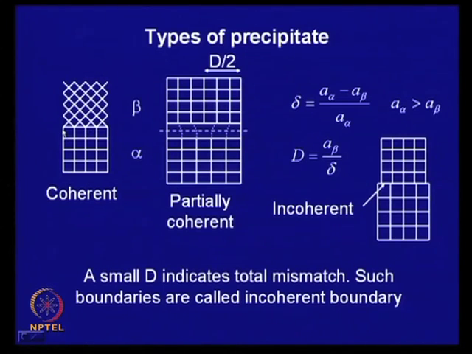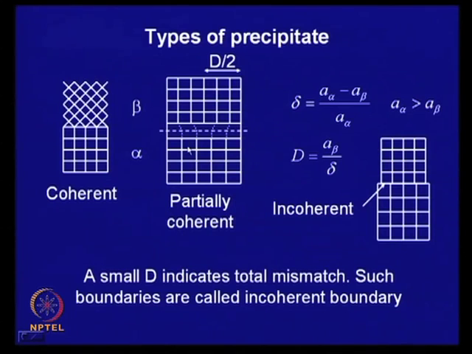That means the dimension of the lattice spacing in a particular direction here in alpha is equal to the lattice dimension along a particular direction in beta. And when this happens, there is very little strain energy associated. Whenever you have this kind of perfect matching, we call the precipitate coherent. So, this interface is a coherent interface, and this will have the least surface energy.